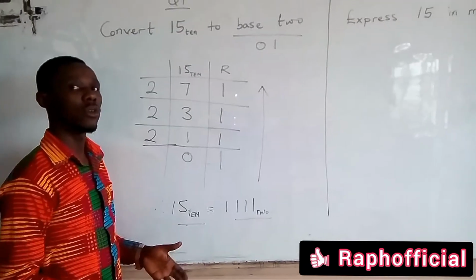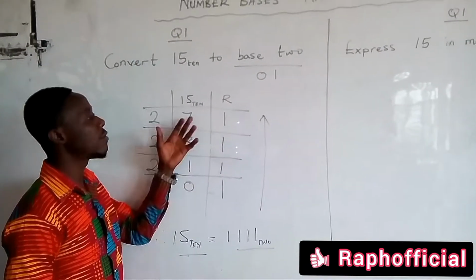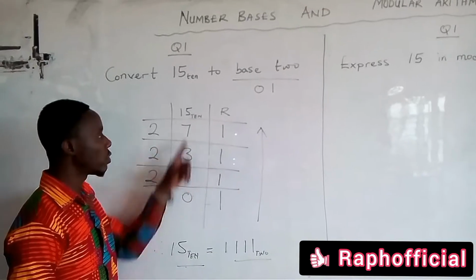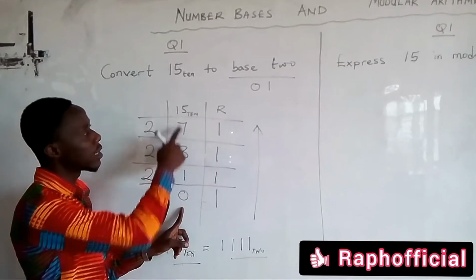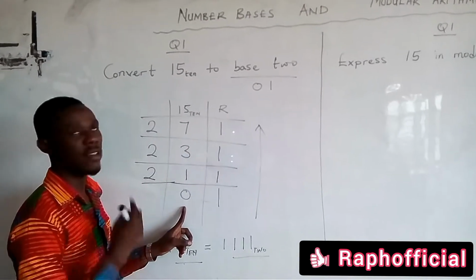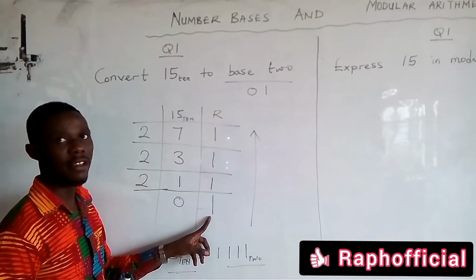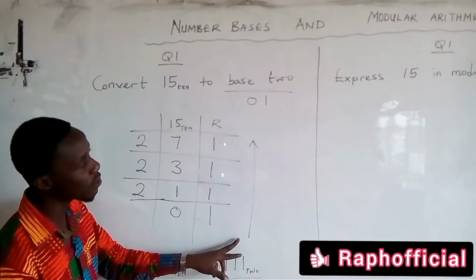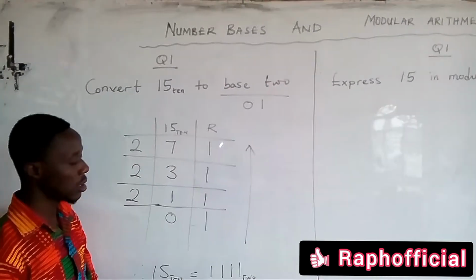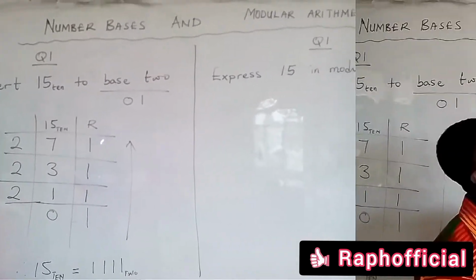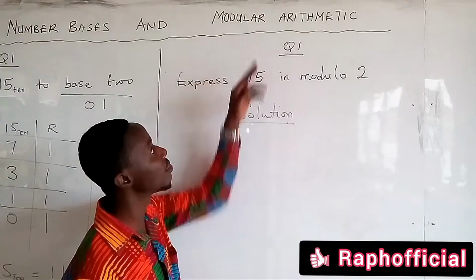This is what you have to do. You have to divide till the said number becomes 0, and the leftover will be written here as our final answer. And then we write it upwards. This is how we do that. First question done in the notebook.